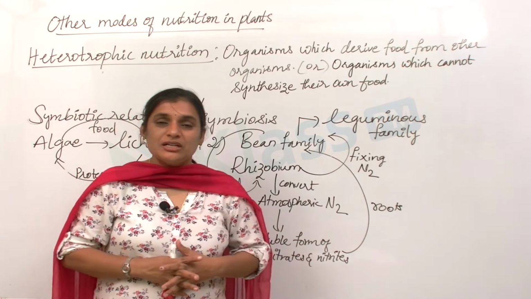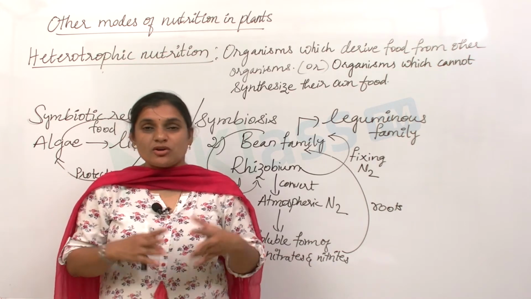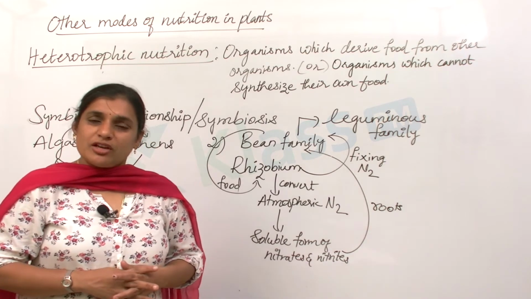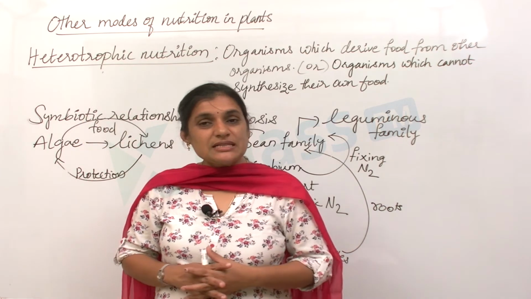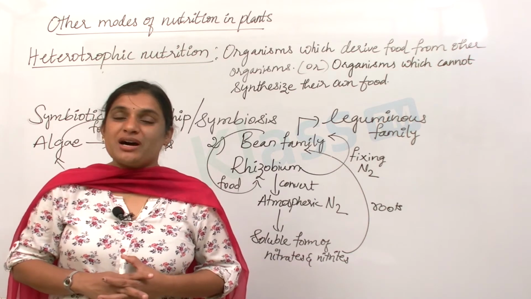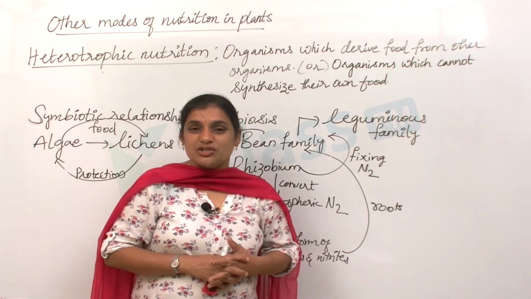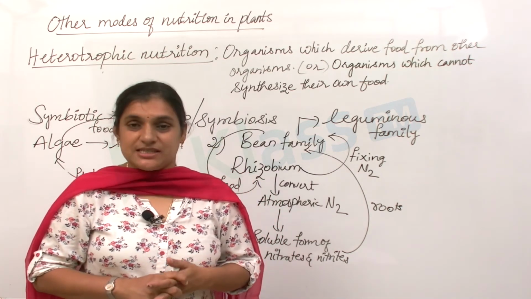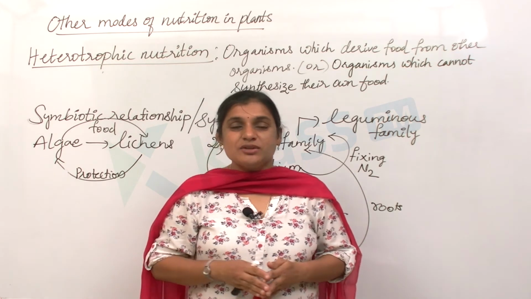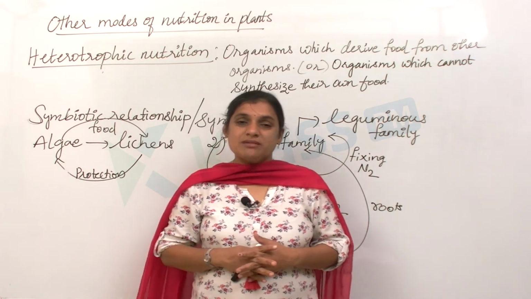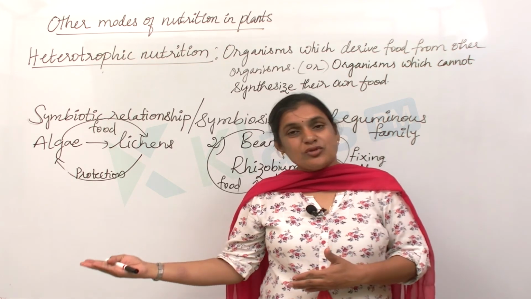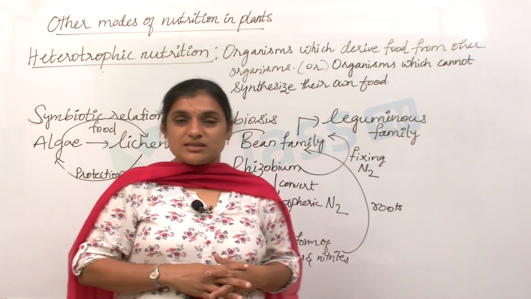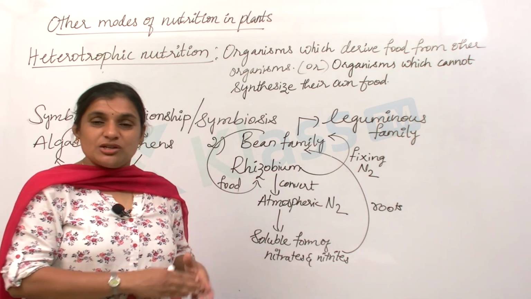So now we have learnt about different modes of nutrition in plants apart from autotrophic nutrition, right? We can also sometimes consider insectivorous plants to be partial heterotrophs. Why do we call them partial heterotrophs? Because they derive food by eating insects. That means they depend upon other organisms for survival. What is heterotrophic? The organisms which derive food from other organisms are said to be heterotrophs. So sometimes these insectivorous plants can also be considered partial heterotrophs.